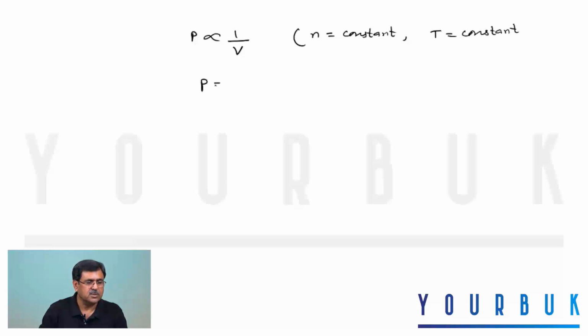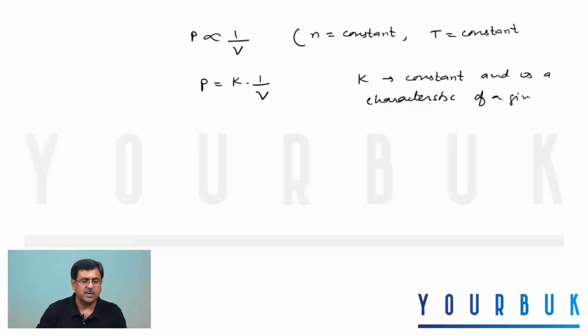And this proportionality constant is given the symbol K, where K is a constant and is a characteristic of a given gas. Now we can also write that the pressure into volume product is constant. So we have these three equations. This is called equation number 1, this is equation number 2, and this is equation number 3.